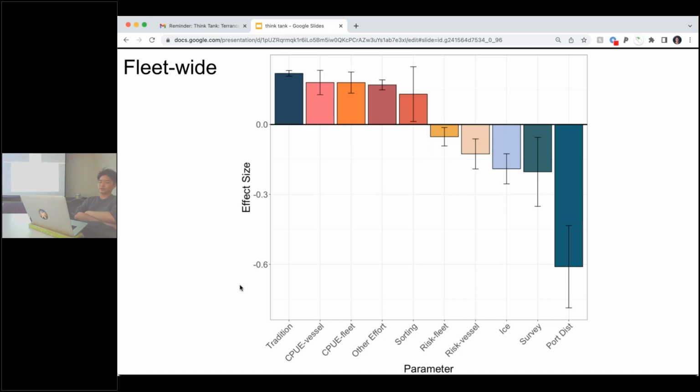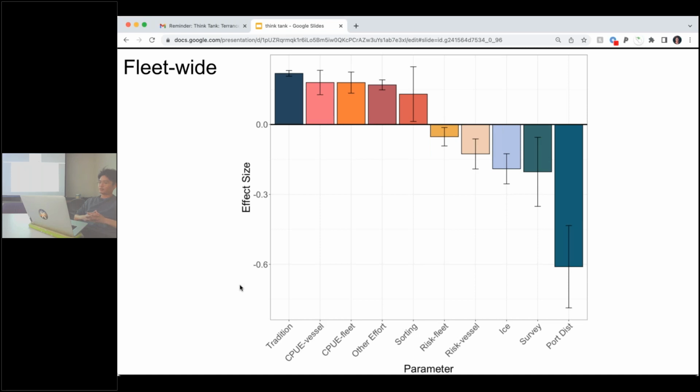Okay. And then we have CPUE of the fleet. That's pretty important. This is interesting. I think this shows that people are paying attention to what other people are catching and where. And then other effort gets at the same thing as number of pots dropped by other vessels. Also pretty high. Then we get to sorting. Those error bars are quite large, but that's probably because of only 30% observer coverage, but still nice that it's a positive sign.